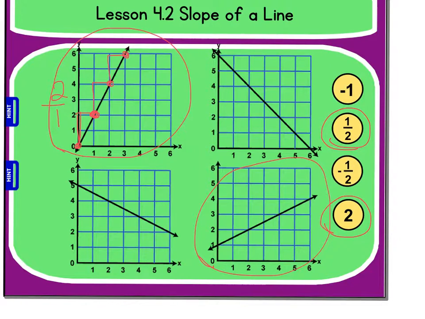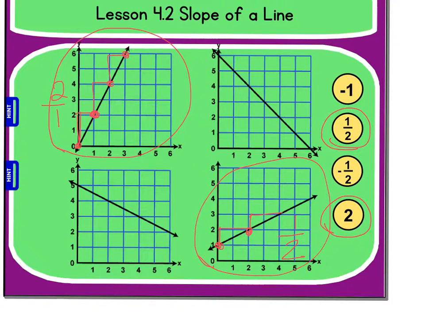Which leaves me with 1/2 for this bottom right graph. If I were to pick 2 points to get from point A to point B, I go up 1/2. Up 1/2, which is why my slope is 1/2. The other 2 graphs that I have are negative because from left to right they are going down.